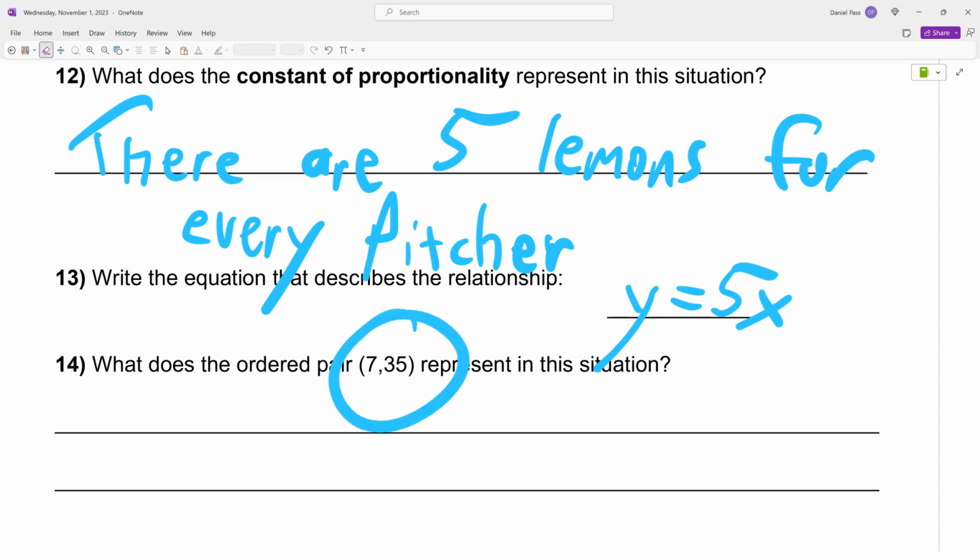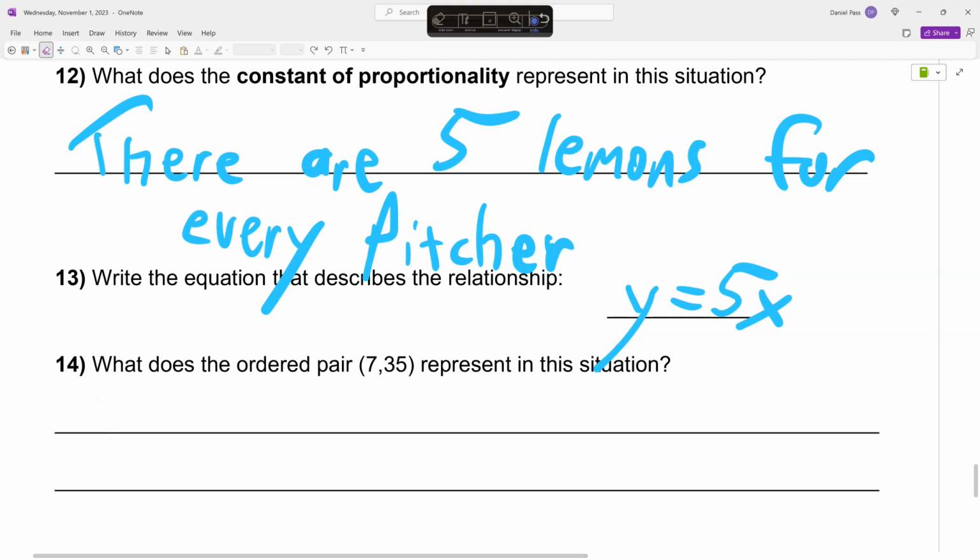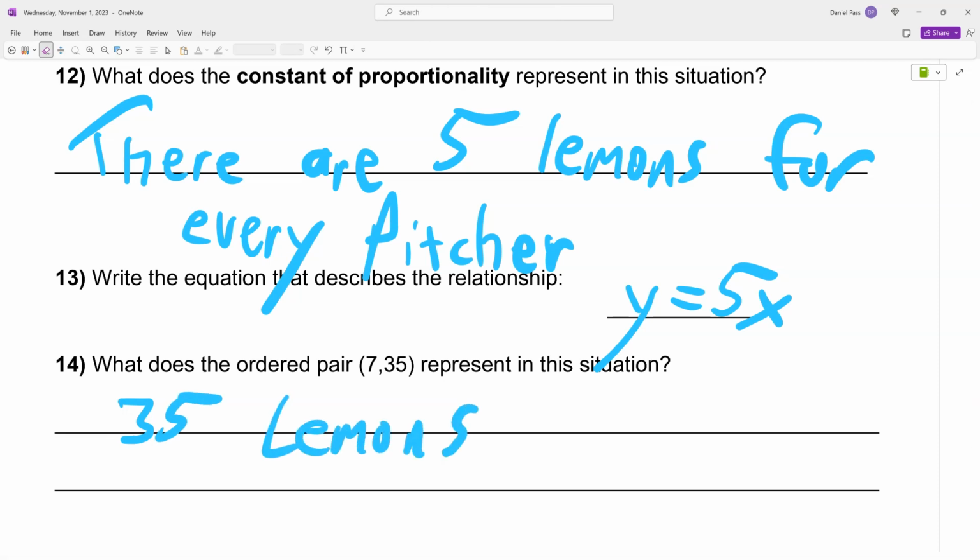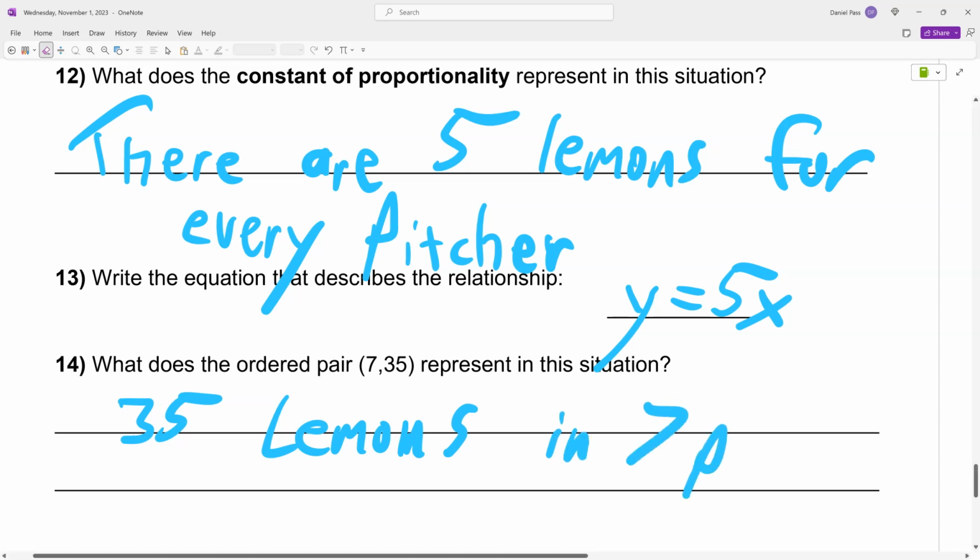Okay, and now what does the ordered pair mean? What does 7, 35 mean if you look at that chart? It means 35 lemons for every 7 pitchers. Any questions? No, sir. All right.